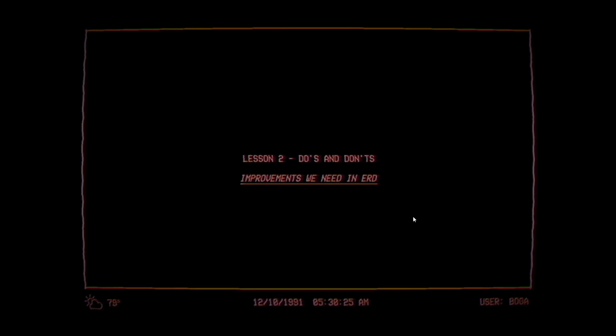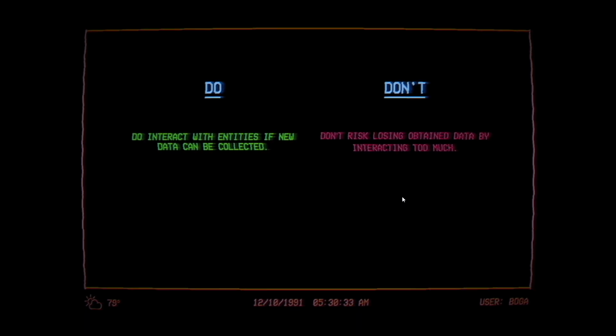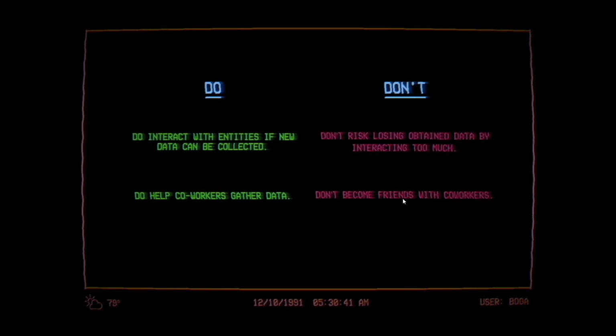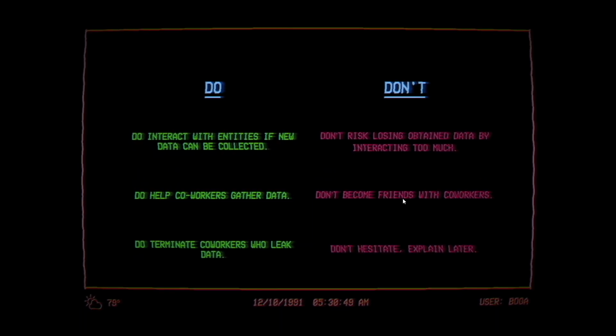Lesson 2. Do's and don'ts, improvements we need in ERD. Do interact with entities, if new data can be collected. Don't risk losing obtained data by interacting too much. Do help co-workers gather data. Don't become friends with co-workers. Do terminate co-workers who leak data. Don't hesitate, explain later.